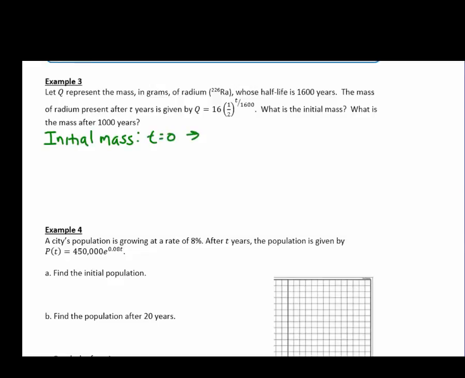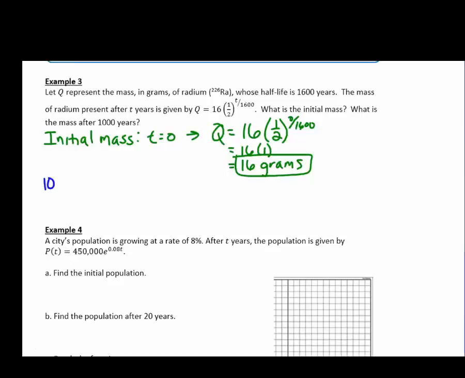So we're just going to plug that into the formula. So we have 0 divided by 1,600, which is just going to give you 0 as your exponent. So you really just have 16 times 1. So your initial mass is 16 grams. Now let's take a look at the second question. What is the mass after 1,000 years?